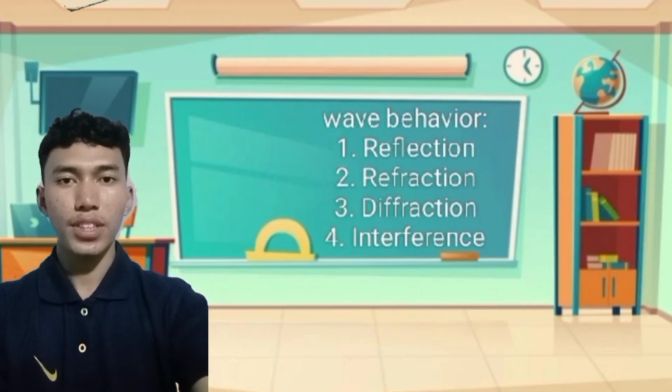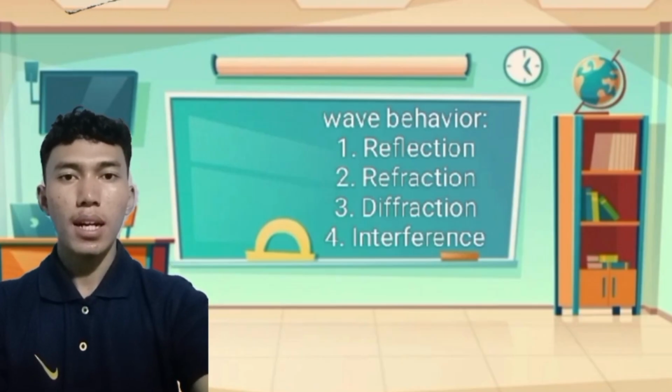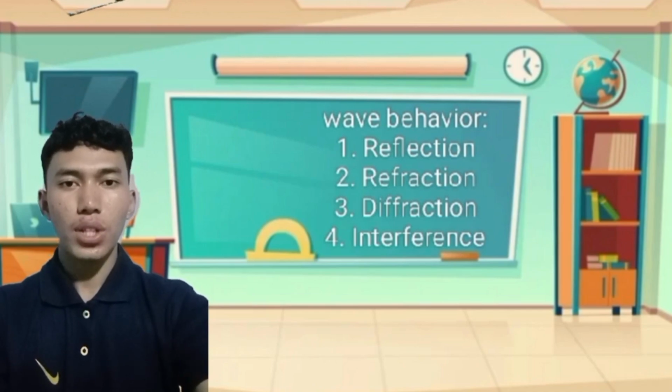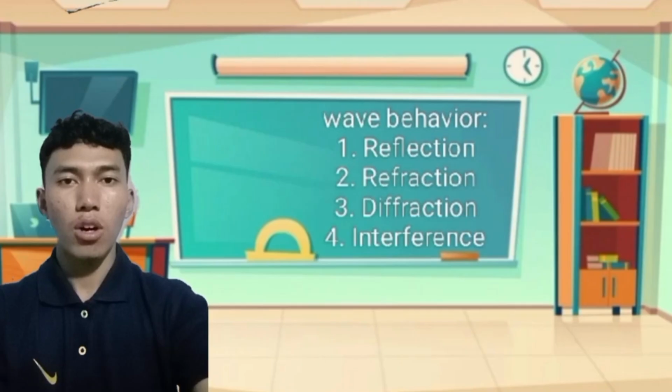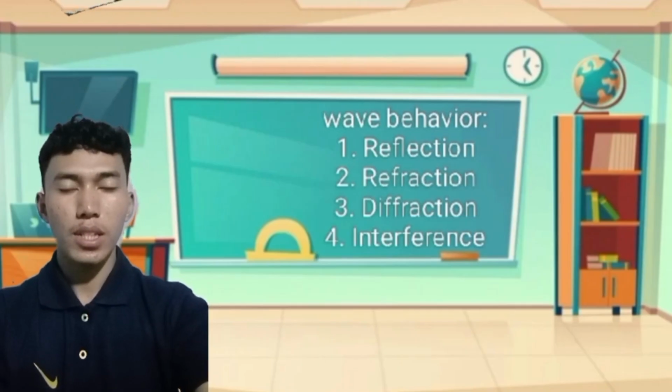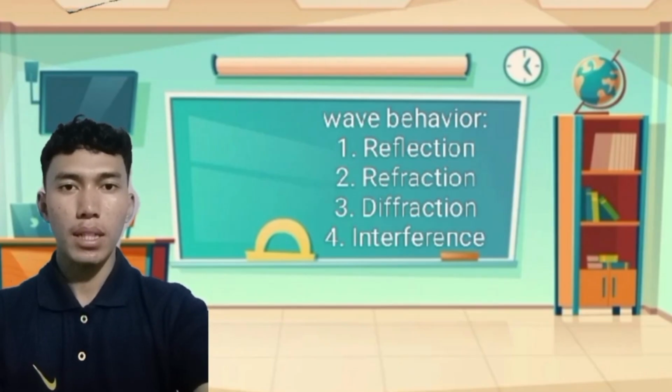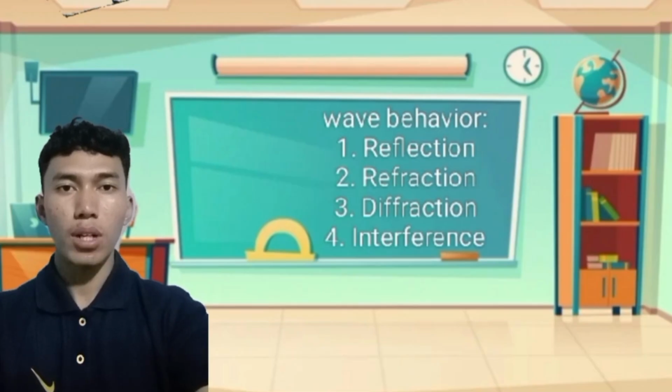Number 2 is refraction. When a wave passes from one medium to another, like air to water, it changes speed and direction. This is why a straw looks bent in a glass of water. Number 3 is diffraction. Waves can bend around obstacles or spread out after passing through a small opening. This is why you can hear someone calling you even if they are around a corner.